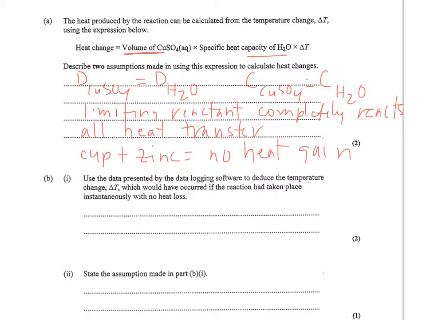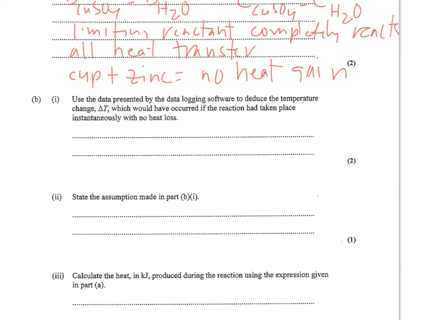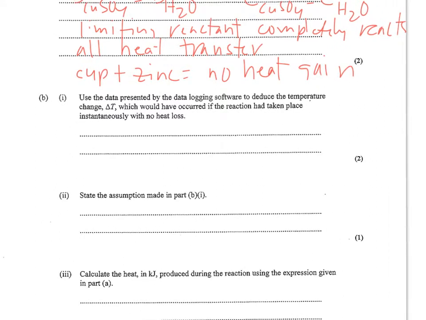So then part B says, use the data presented by the data logging software to deduce the temperature change delta T which would have occurred if the reaction had taken place instantaneously with no heat loss. So what they want you to do is plug into this equation minus 0.050 times, and this here is little t, which is your time. The time is when we added the zinc to it. We added the zinc at 100 seconds.